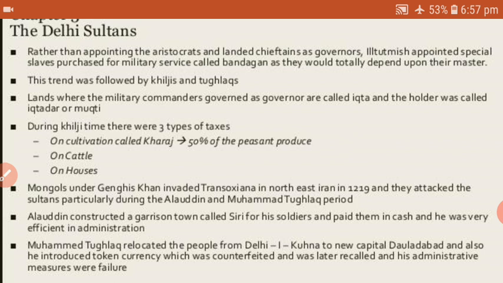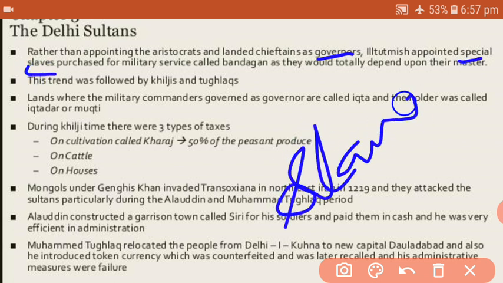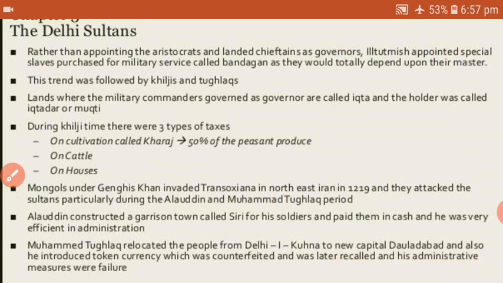Rather than appointing aristocrats and landed chieftains as governors, Iltutmish appointed special slaves, and that is why we know that the slave dynasty ultimately came into existence. These slaves, purchased for military service, were known as Bandagan. This is also a new word. Who were the Bandagan? They were the specially appointed slaves purchased for military service, and they depended totally on their master, who was only the king, the ruler, the sultan. This trend was followed even by the Khiljis and Tughlaqs.